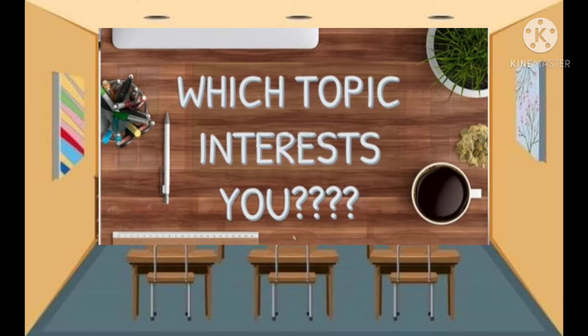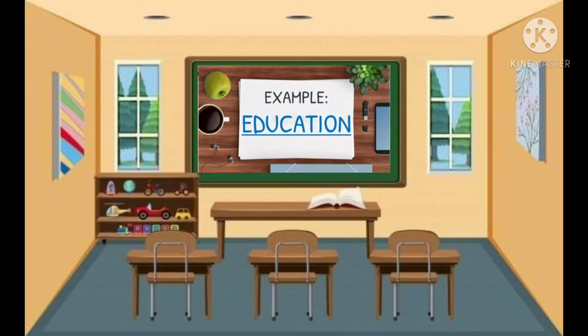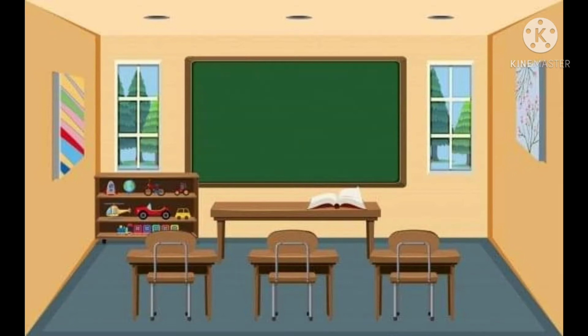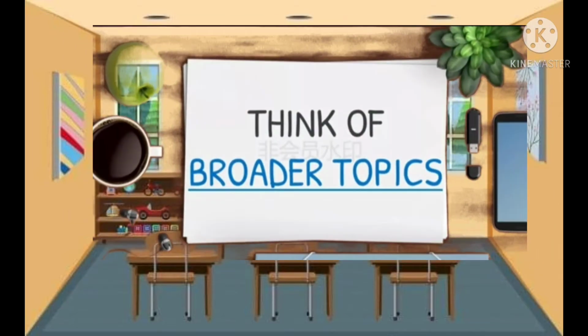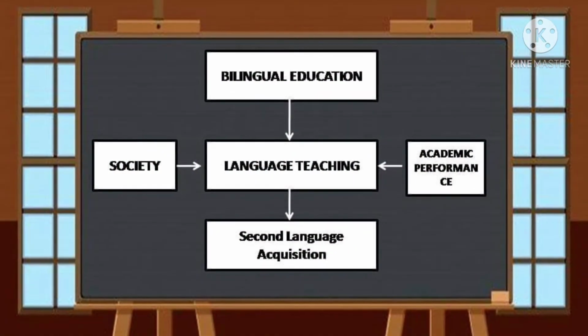In my case, I choose education. After this, narrow this down. Think of a subtopic to narrow your topic based on your knowledge and interests. Example, in my case, I choose bilingual education. I narrow it down from society, language teaching, academic performance, and language acquisition of the students.